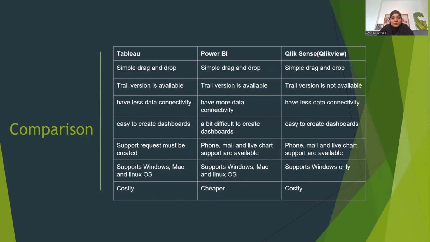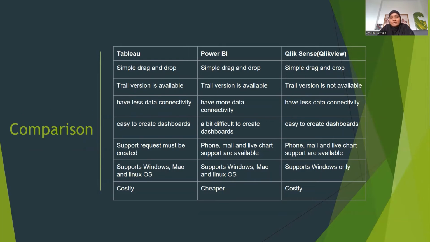All the basic features for these tools are simple, a drag and drop operation. In every tool we can upload the Excel or whatever file we have, and with that we can simply drag and drop to get a visualization. This is the basic feature for all the tools. The difference between Qlik Sense and the other two tools is that a trial version is available for both Power BI and Tableau, but Qlik Sense doesn't provide a trial version.